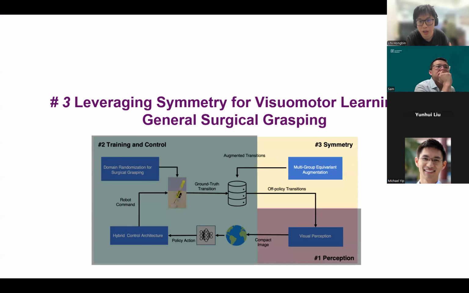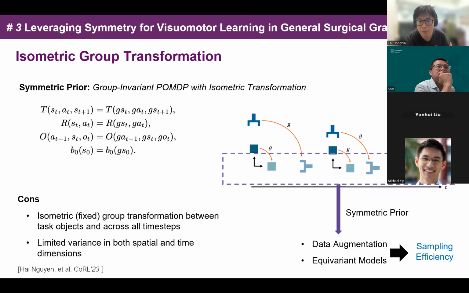Now we introduce our third work, leveraging symmetry for visuomotor learning in surgical grasping. In the POMDP, there is a symmetric prior where transforming the condition of the POMDP with the isometric group remains invariant. This symmetric prior can be used for data augmentation and designing the equivariant model, improving the sampling efficiency of the visuomotor policy. However, the isometric group transformation remains fixed between the task objects and across time steps within a trajectory. This limits the variance in both the spatial and time dimensions.